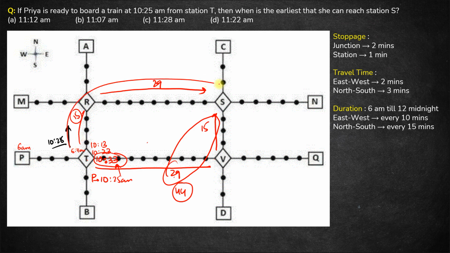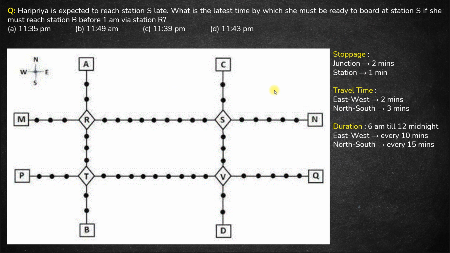But in this case, we could figure out that Priya reaches at 11:12 am, and here the latest she can reach is 11:17 am. So obviously if we have to figure out the latest time she will reach S, it can be only option A, 11:12 am, when she takes this route T to R to S. Okay. Now moving to next question.